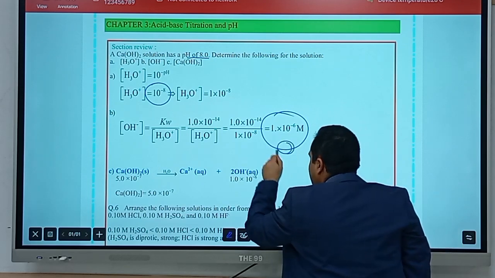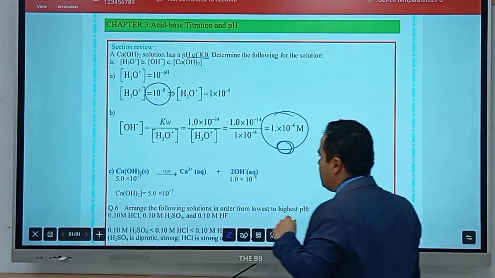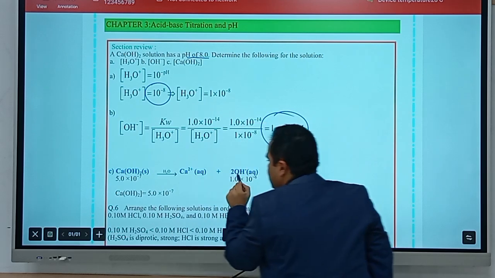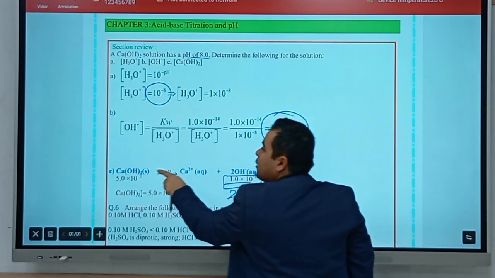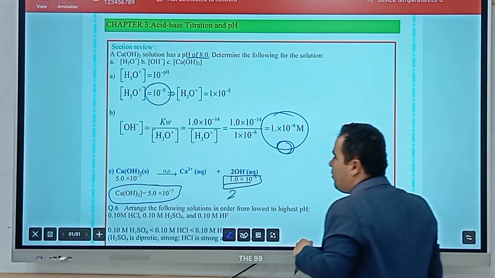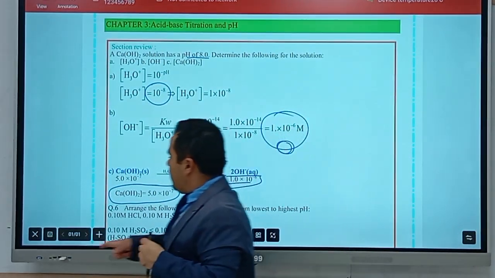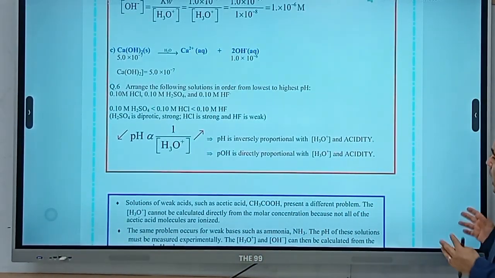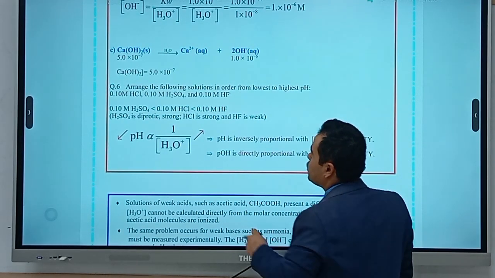And guys, as the hydroxide is known, you will be able to calculate the concentration of the base. The hydroxide in calcium hydroxide is twice the calcium hydroxide. 1 × 10 to the power minus 6 must be divided by 2 to get the concentration of calcium hydroxide, which gives a result of 5 × 10 to the power minus 7. That's how we can calculate the concentration of the hydroxide, hydronium and base.